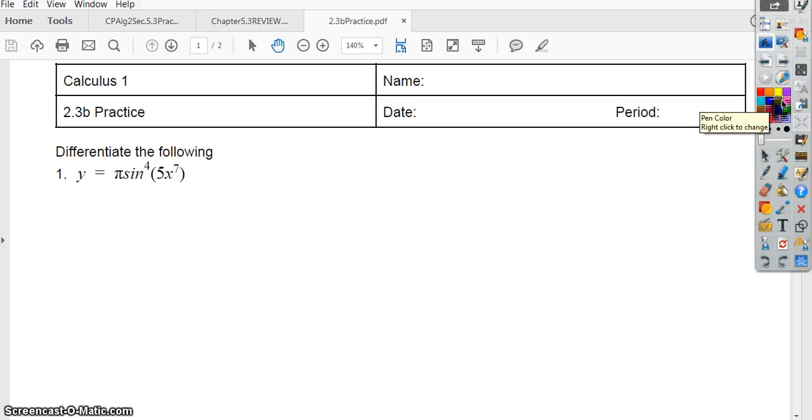We're going to start with number 1 here. This is a lesson based on the chain rule taken to the nth degree. It's going to be the more challenging problems that you're going to see on a test or quiz.